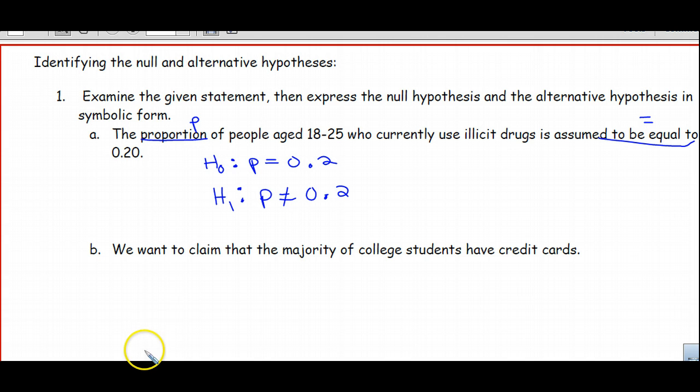Let's try another one. We want to claim that the majority of college students have credit cards. So if I say majority, that means more than half. So I'm going to say more than 0.5 to kind of remind myself that that's here. So my null, colon, hypothesis, and again, majority, so we're saying proportion. So we're assuming that this is talking about P again, because we're talking about proportions. And it's greater than 0.5. Should that go in my null or my alternative? That should go in my alternative because it's non-equality, P is greater than 0.5. This is always going to have equality, so whatever it says, I know that this is going to be equality.